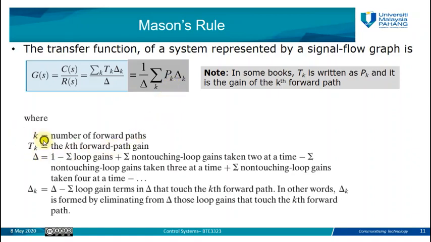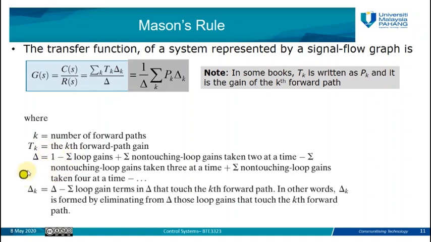We can see the definition here. K represents the number of forward paths. So if you have one path only, then k equals 1. If you have two paths, then k equals 2. Three paths, so k equals 3. Then we have T_k here. It is the kth path. So we say the first forward path, the second forward path, the third forward path, and so on.